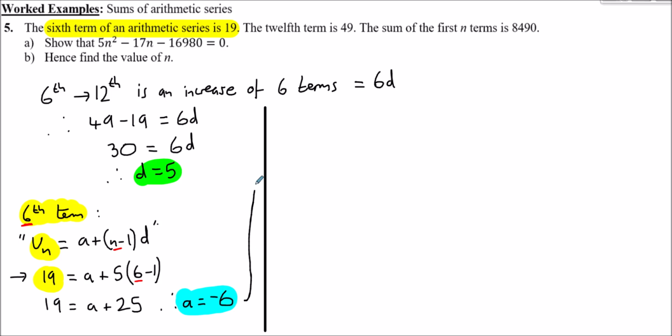So we can now use the sum of the first n terms. So just remember that Sn equals n over 2 brackets 2a plus n minus 1 lots of d. That's what we need to be employing and using again.